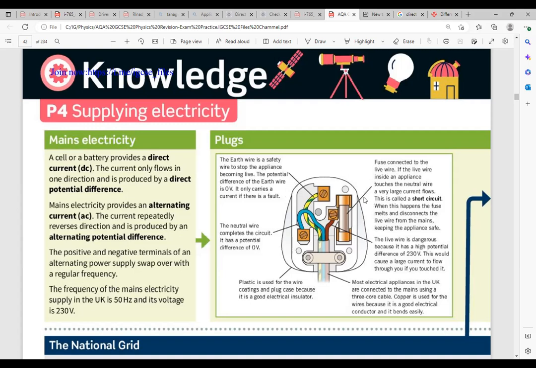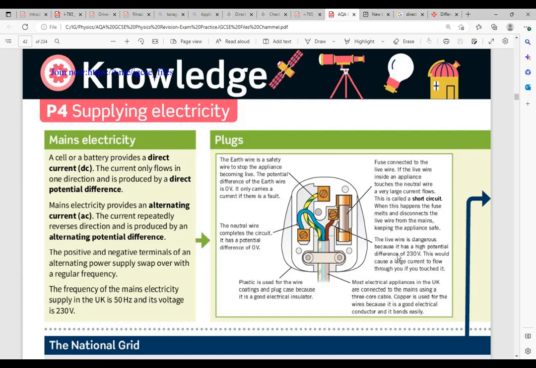This is the fuse. The fuse is very important. The fuse is connected to the live wire. If the live wire inside appliances touches the neutral wire, a very large current flows. This is called a short circuit. When this happens, the fuse melts and disconnects the live wire from the mains, keeping the appliance safe.